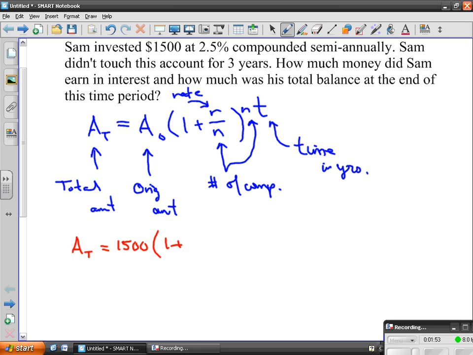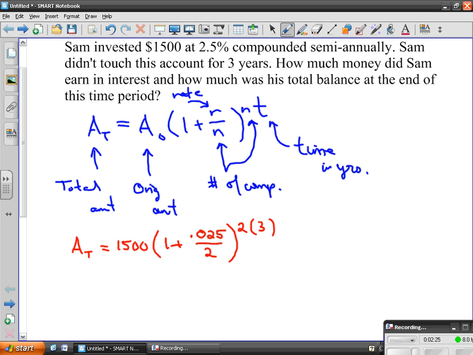Now we want to write that as a decimal, so that'll be 0.025. And we're going to divide by the number of compoundings per year. If this problem had said we compound annually, that means we compound once a year. So semi-annually means we compound twice a year. In this case, then, I'll put a 2 in for n, and I place it inside the parentheses at the bottom of the fraction, and then again up here in the exponent. I'm going to multiply that by the number of years that we're working here, and this is 3 years.